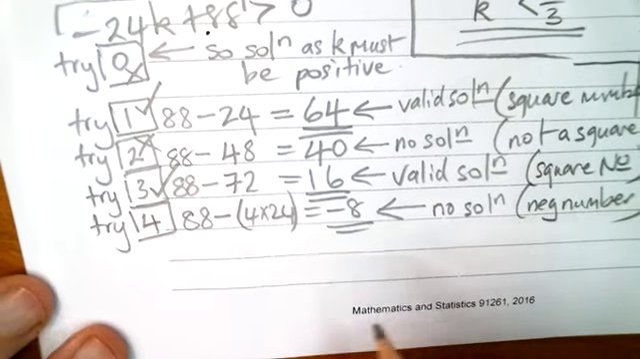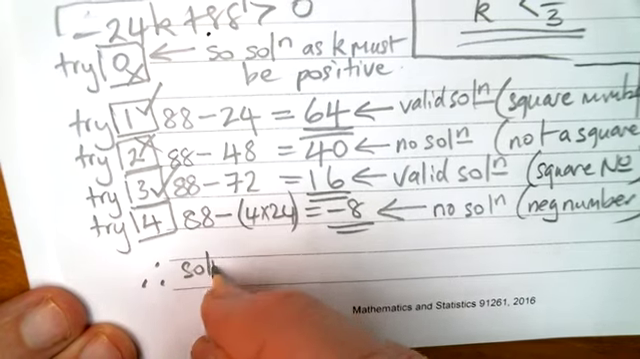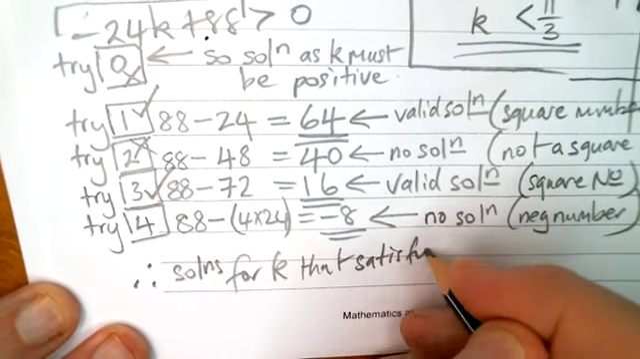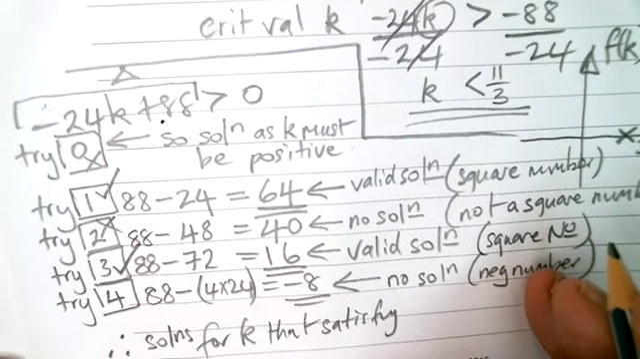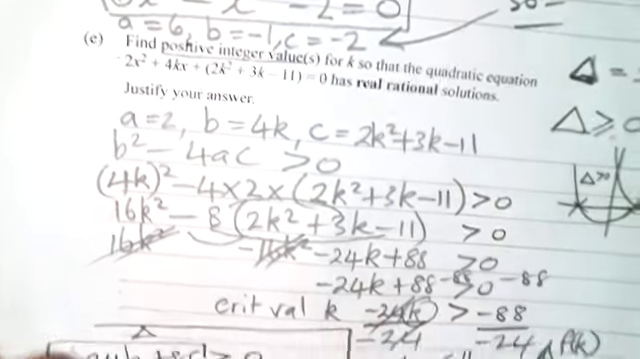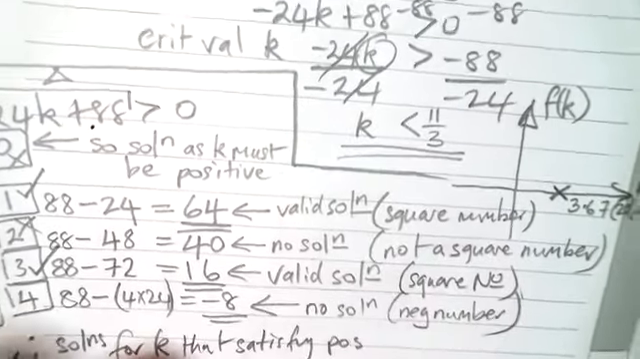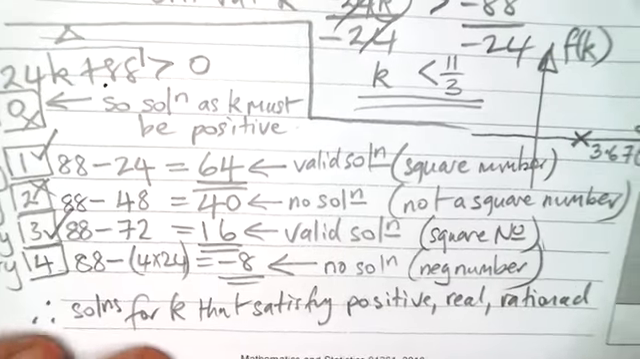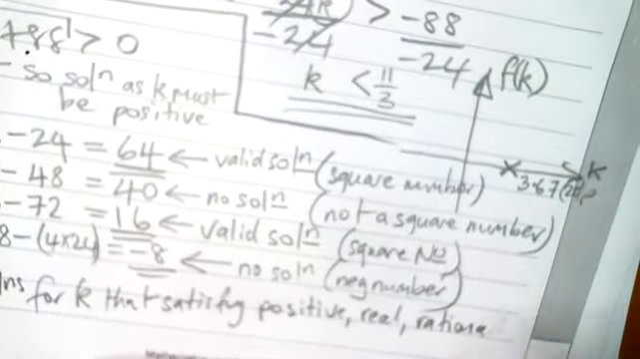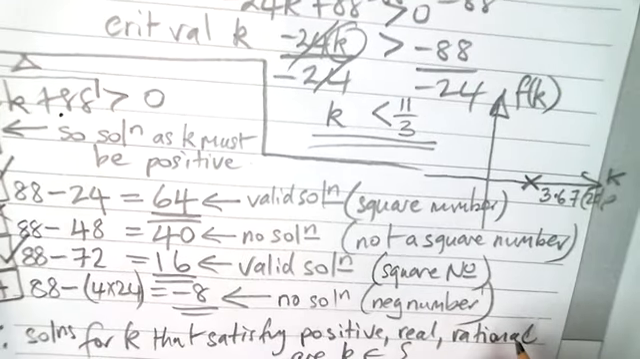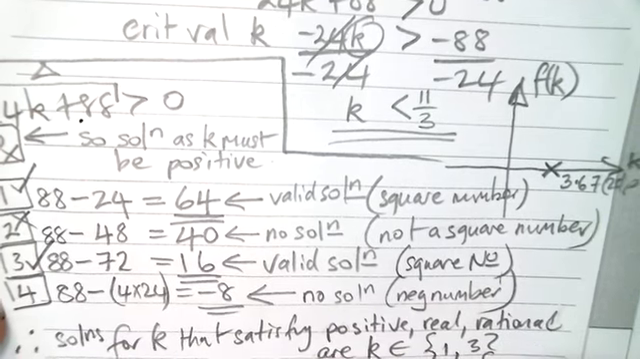So we're going to say, therefore, the solutions for k that satisfy the statement in the question, positive, real, rational, are: k is an element of 1, 3. And that's the only solution that we have.